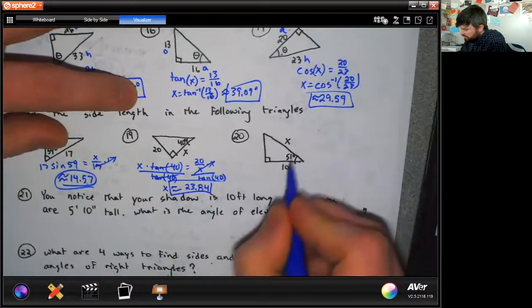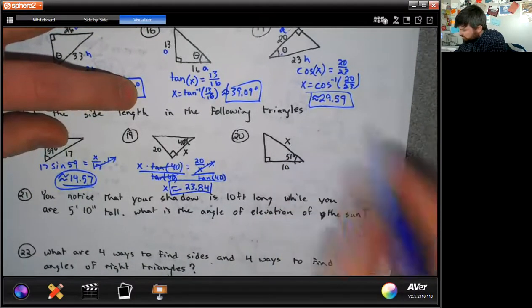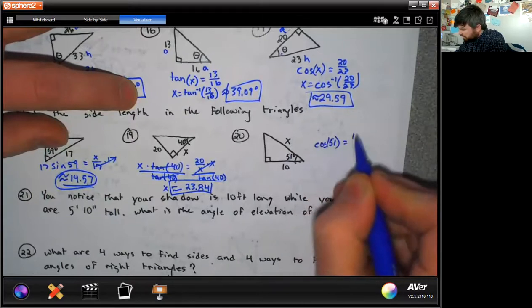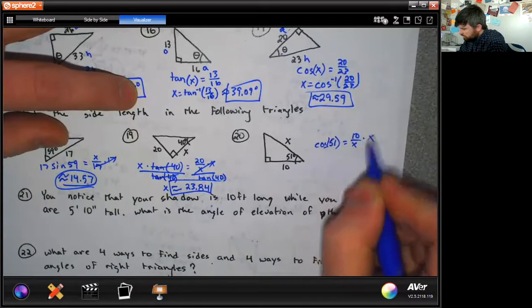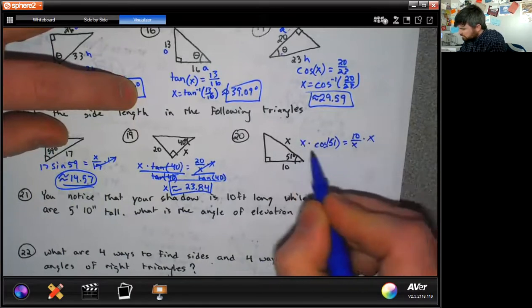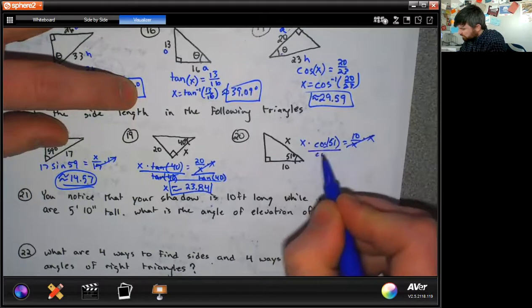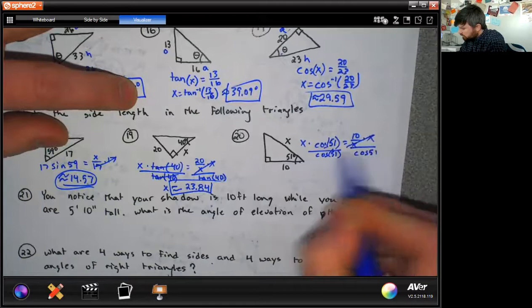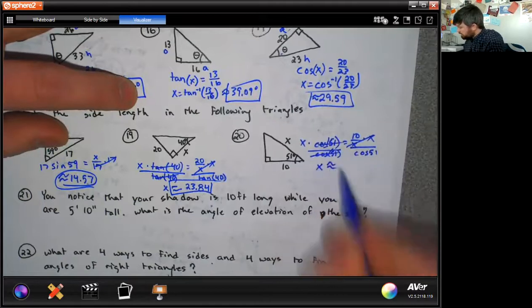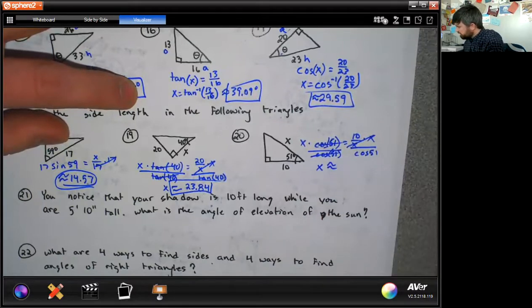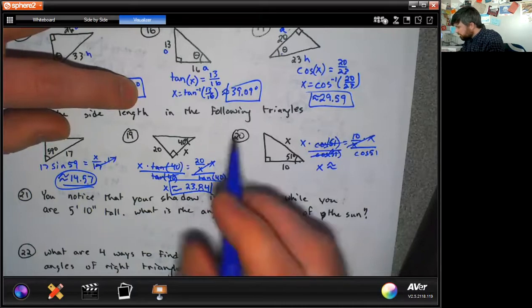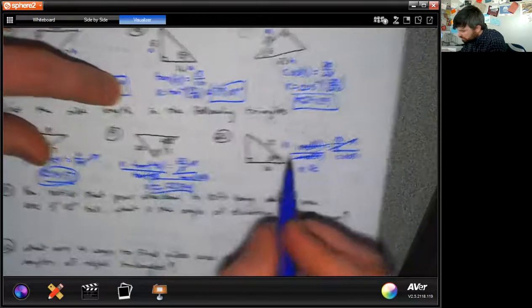Here you have adjacent and hypotenuse. So that's cosine of 51 equals 10 over x. Multiply by x. Divide by cosine of 51. So x is about 10 divided by cosine of 51. That would be 15.89.